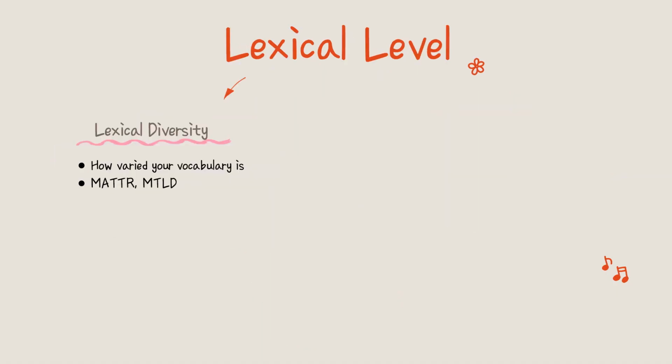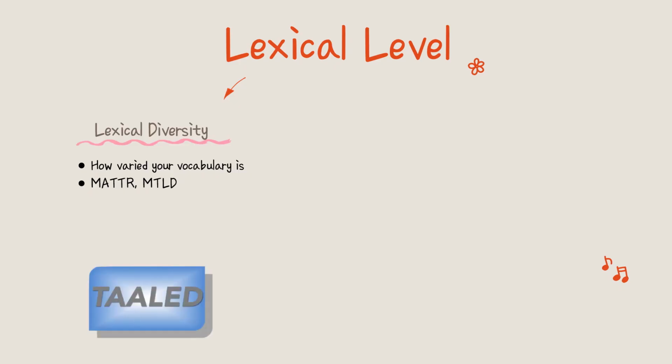Let's start with the lexical level, which focuses on the vocabulary used in your writing. One important aspect here is lexical diversity. In other words, how varied your vocabulary is. If you keep using the same basic words like good, and good, your writing lacks diversity. But if you use words like excellent, impressive, or meaningful, you are showing a richer, more expressive vocabulary. To measure this, we can use a tool called TAALED, which analyzes lexical diversity through statistical measures like MATTR or MTLD.